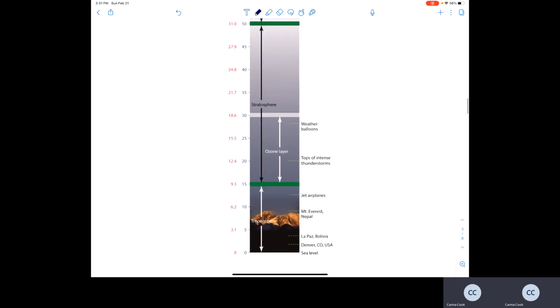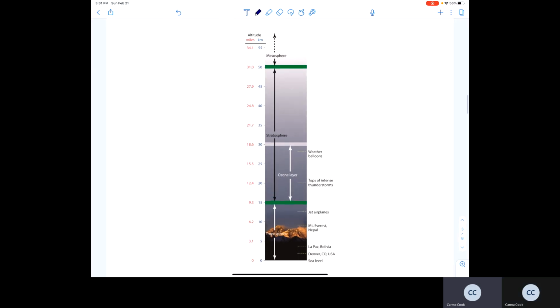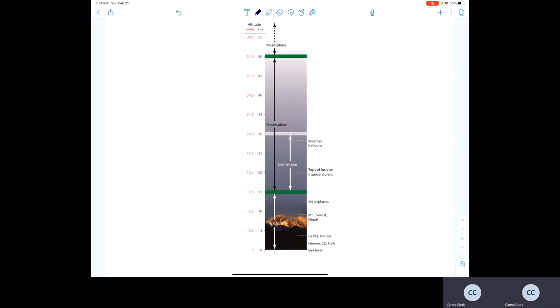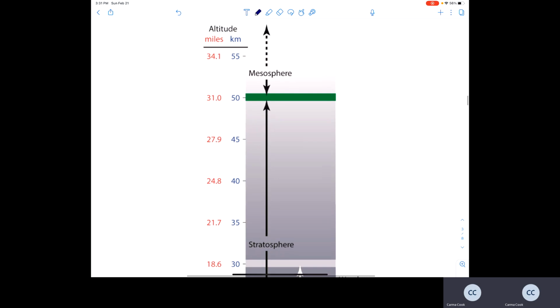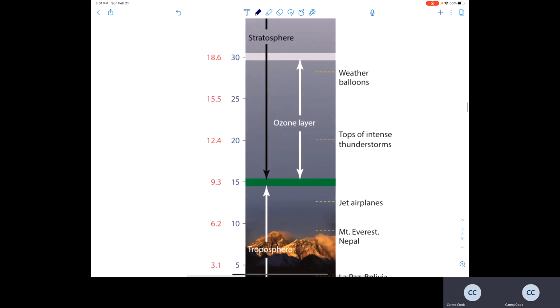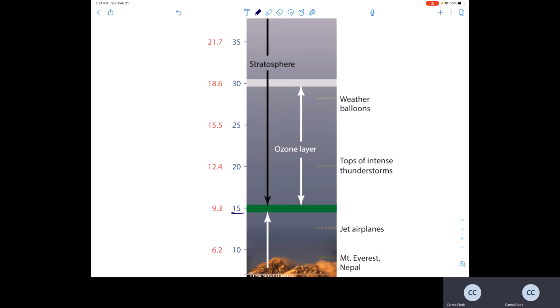And so this next picture shows a graphic of our atmosphere, the various layers. Of course, what's shown here is the altitude that each layer is in miles in the red numbers, and in kilometers, the purple numbers. So what that's saying is that the mesosphere starts at 50 kilometers above the Earth's surface, which is 31 miles. On the other hand, the stratosphere begins at 15 kilometers or 9.3 miles above the Earth's surface.